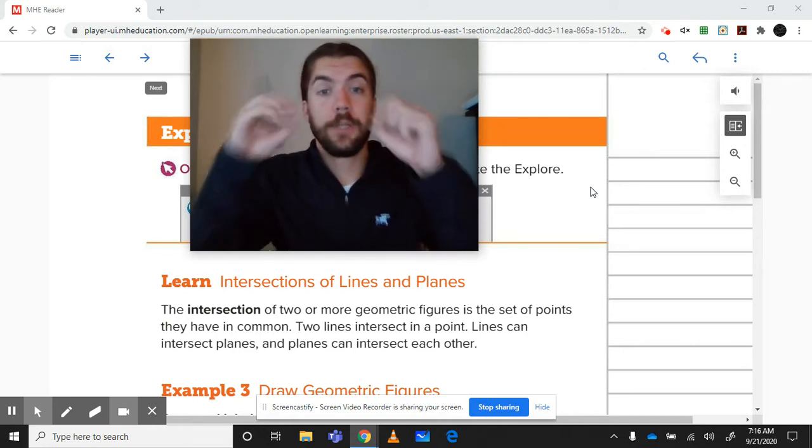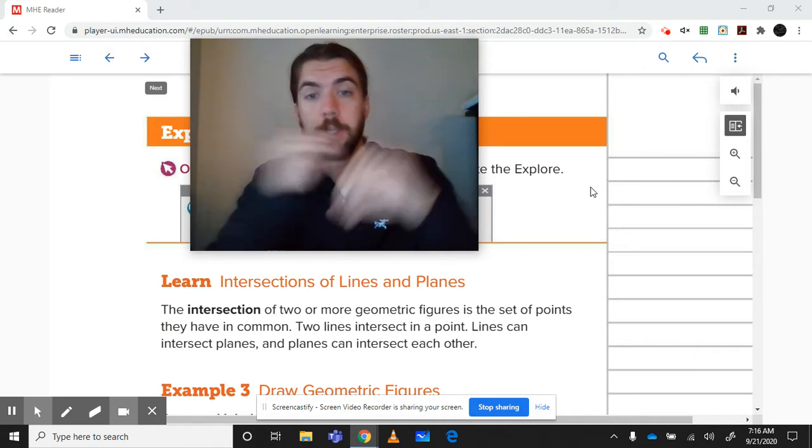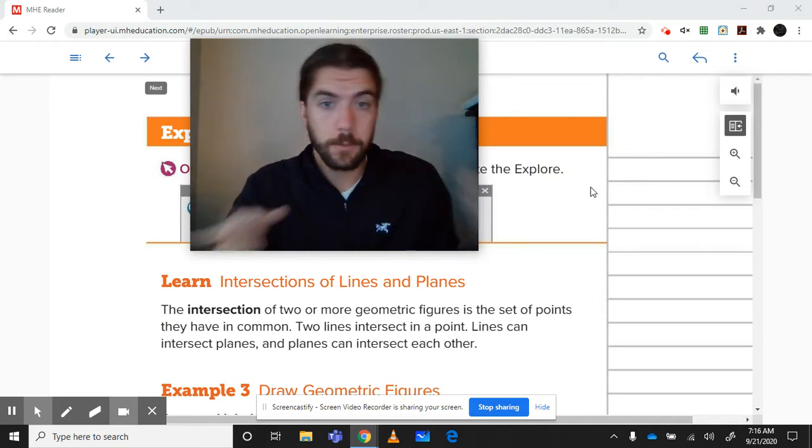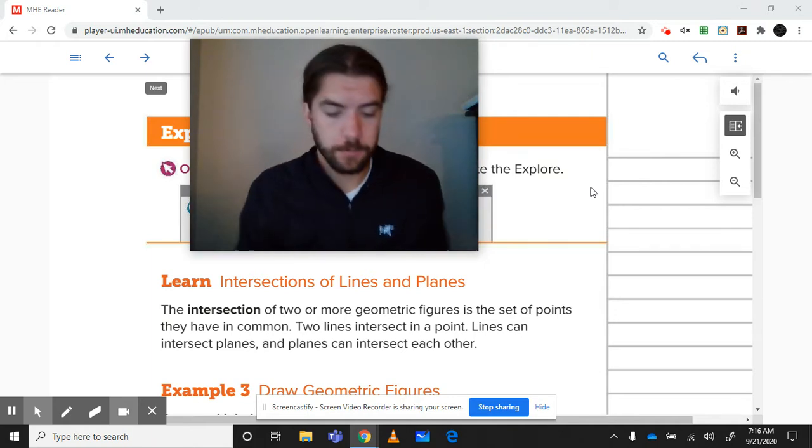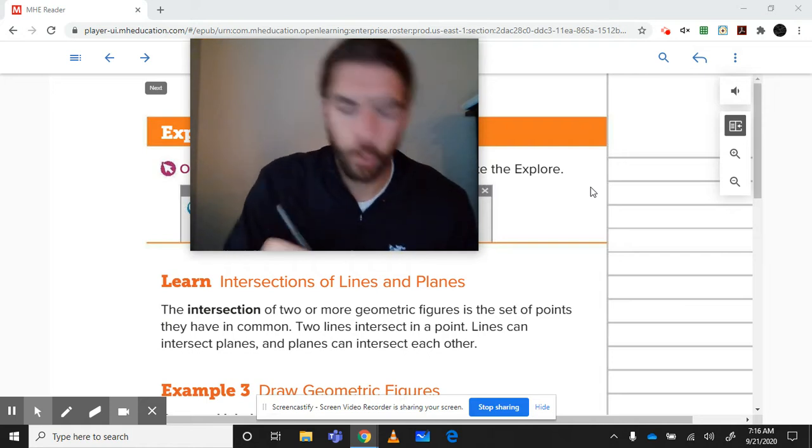Well, 2 points cannot intersect because if they did, they would just be on top of each other. They'd be the same point, the same location in space. So there's not really an intersection of points.